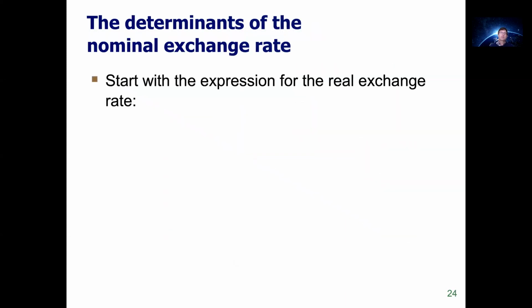Okay, now determinants of the nominal exchange rate. As usual, we really want to think about real things first, at least in a long run model, and then the nominal we just figure out at the end. So let's start with the expression for the real exchange rate. The real exchange rate epsilon, that is how strong or weak the dollar is in real terms, is the nominal exchange rate times P over P star.